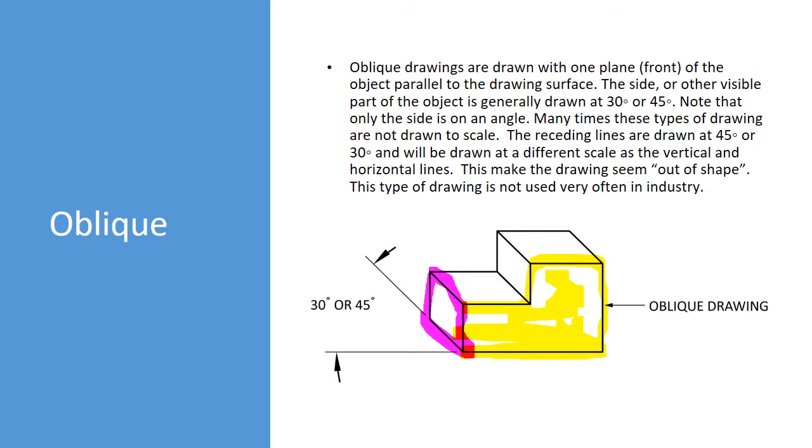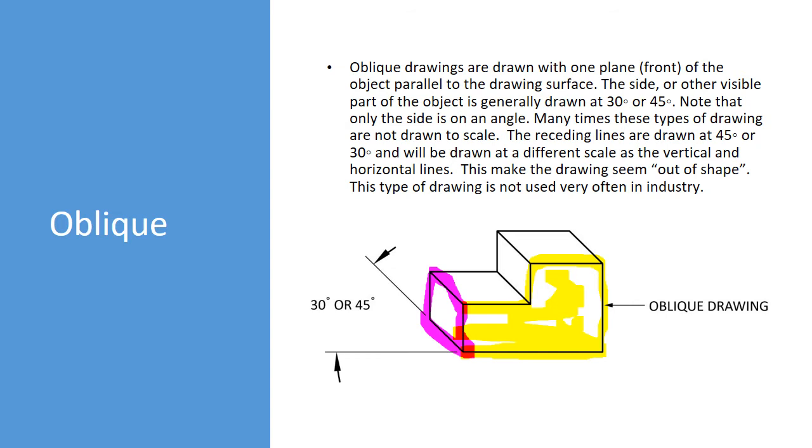Oblique drawings are drawn with one plane, the front, of the object parallel to the drawing surface. The side or other visible part of the object is generally drawn at a 30 or a 45. So the front would be the yellow face. We're looking just straight on at that face or that plane. You can see the other visible face I've outlined there in pink. It's drawn at a 45 or a 30-degree angle.